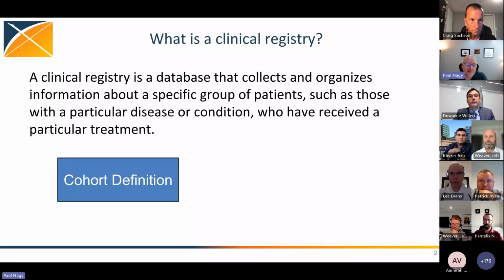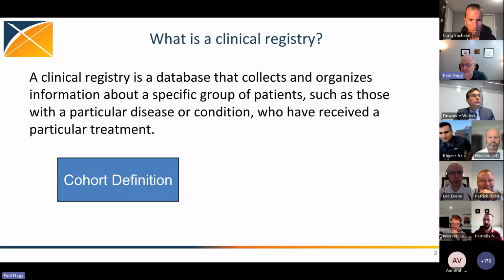I think it's really interesting looking at clinical registries. I find that sometimes it's hard to describe what a clinical registry is. I think at the simplest form, we describe it as a group of patients or a database that has a common data collection strategy around it, where it's a specific group of patients, such as with a disease or a condition, who are receiving a treatment or a medication. And so I break it down into two pieces. I think at the heart of things really is a cohort definition.